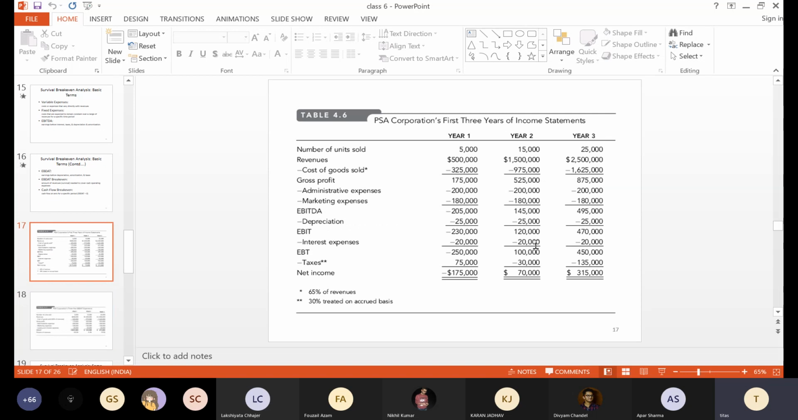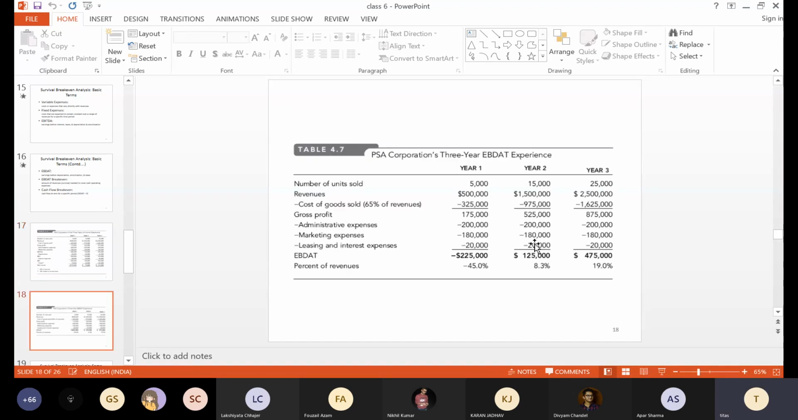Now, how to calculate it? Say, for example, a particular organization's three years of income statement is given to you: year one, year two, year three, number of units sold, then the total revenue, then cost of goods sold, which gives you gross profit. Then administrative and marketing expenses give you EBITDA, the operating profit. From there you deduct depreciation to get EBIT, then deduct the interest expense to get the profit before tax, then deduct the tax and you get the net profit, right? Cost of goods sold is considered the variable cost and is 65% of revenues. Okay, now go to the next slide.